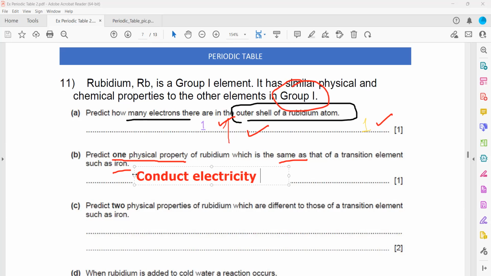But you cannot mention malleability. Why? Because malleable means when we apply force, we can hammer it into shape. So this group 1 metal, when you apply the force, actually you break the metal rather than shape it. So conduct electricity, or you can mention they have a metallic luster or a shiny surface, or they are solid at room temperature.